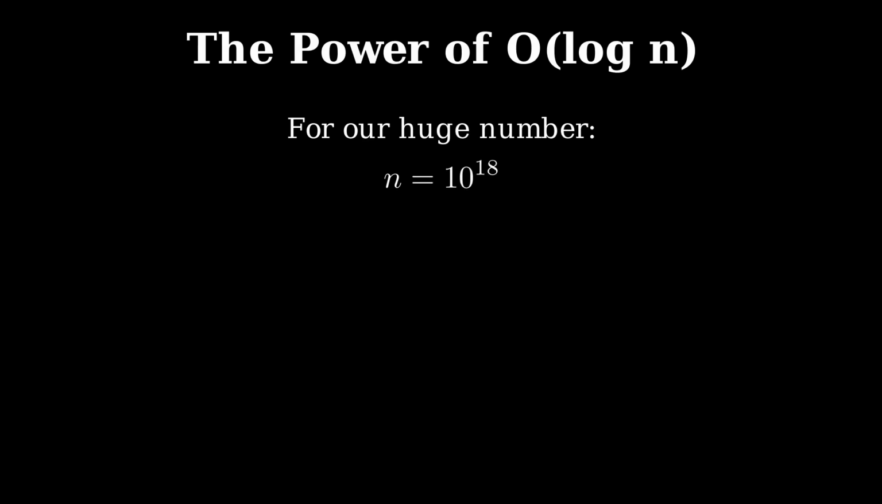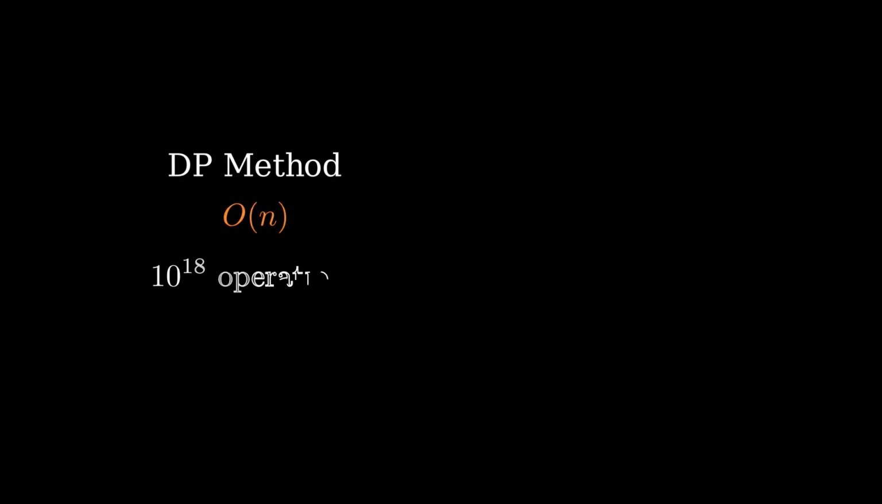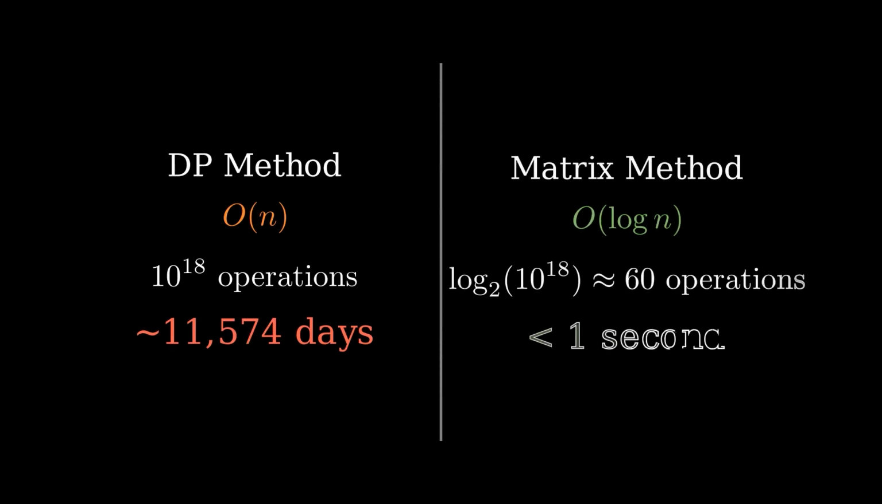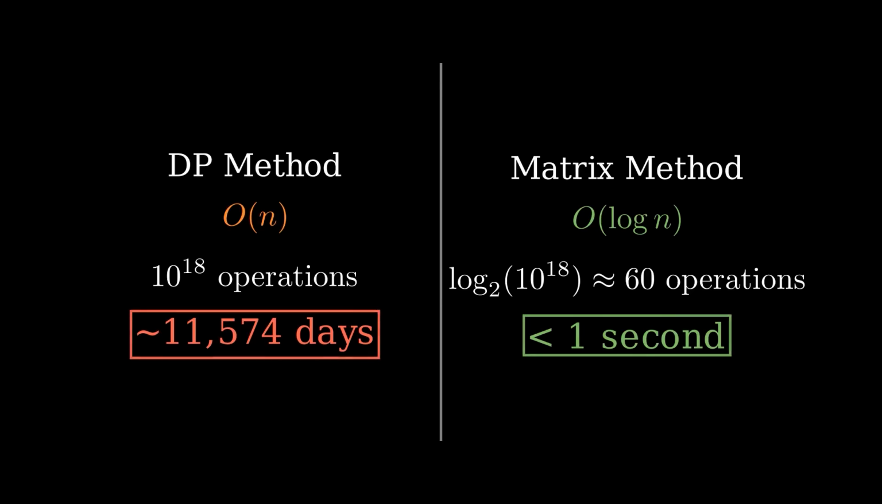This method especially shines in huge numbers like quintillion. We knew that our dynamic programming approach was really slow and took almost 11,000 days. Now this new approach, which uses binary exponentiation, takes under a second. How wonderful is that?